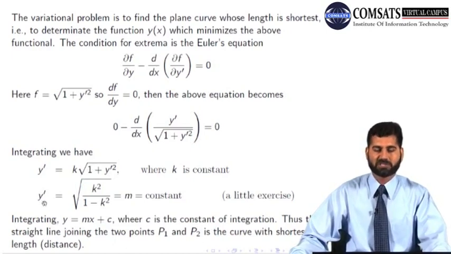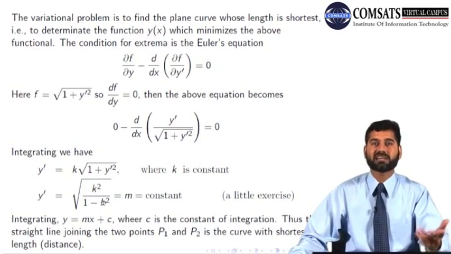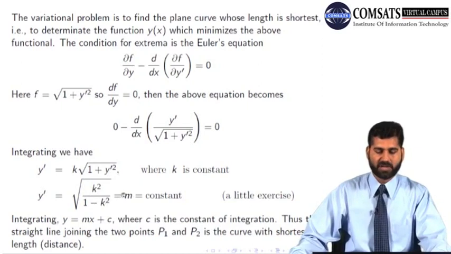You will get y prime equal to the square root of k square over 1 minus k square. Now this whole thing is a constant because k is an arbitrary constant, so it is another arbitrary constant, and we can call it m. Now if y prime is m, then integrating, y will be mx plus c, where c is the constant of integration. Thus the straight line joining 2 points is the curve with shortest length.